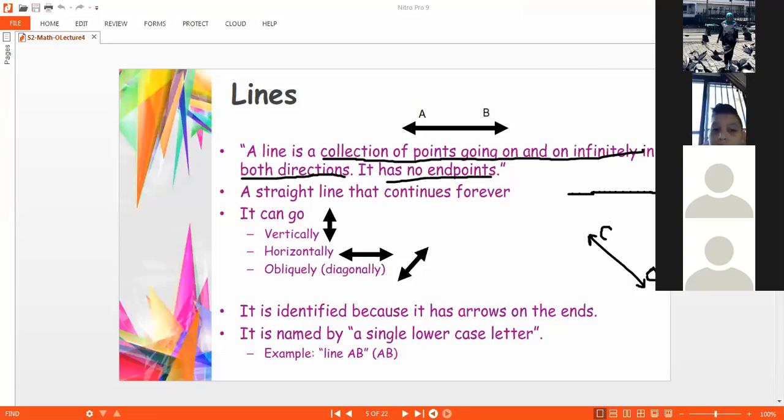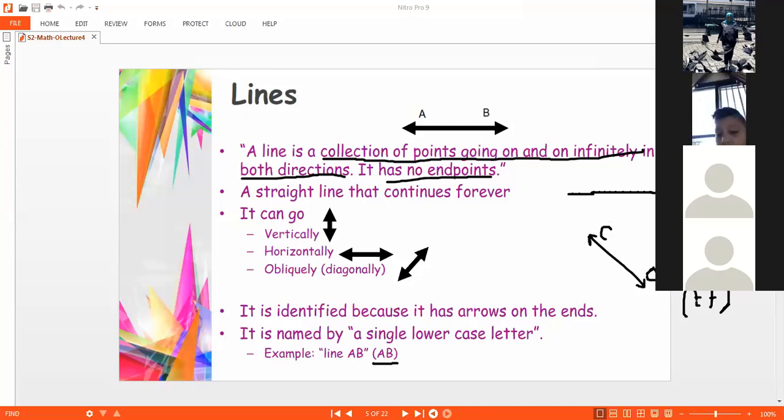E, F. All of these are points, okay? Now, how do I name the line? I say A, B, and I put it inside parentheses, okay? So suppose that this is a line EF. We say that this is the line EF, and we put it inside parentheses. Is it clear till now?